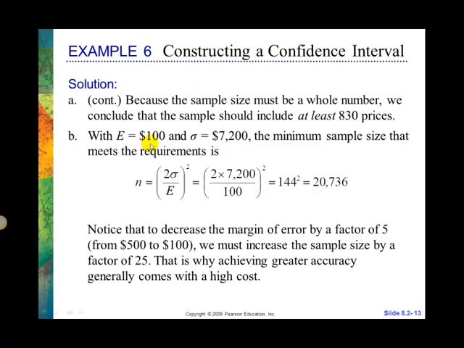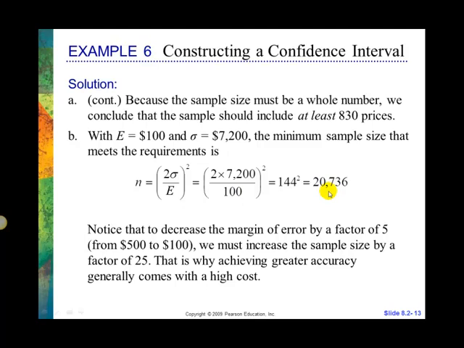If we want to have an error of 100, we do the same thing. 2 times 7,200, in this case divided by 100 squared. We find that we have to survey over 20,000 people. So that's huge. We have 25 times the amount of people, so we're probably better off getting an error of 500 than dealing with an error of 100, because this 20,000 people is maybe cost prohibitive.